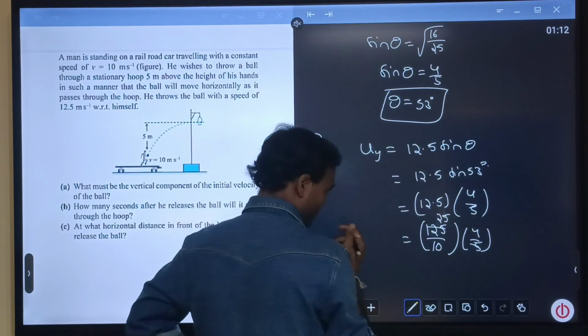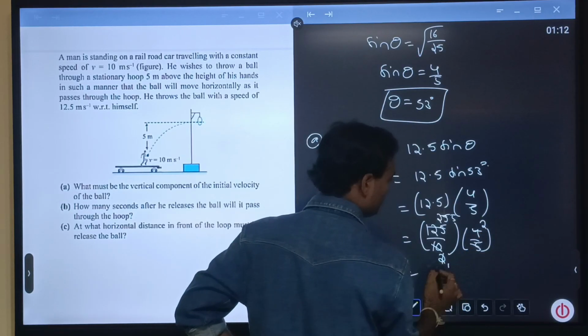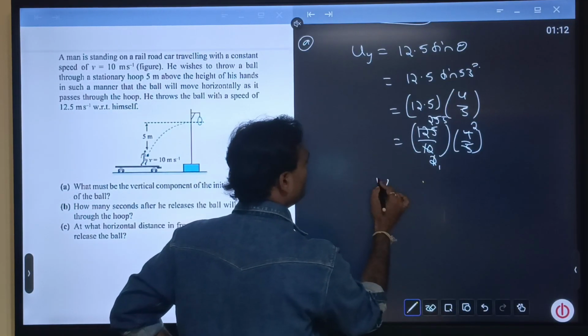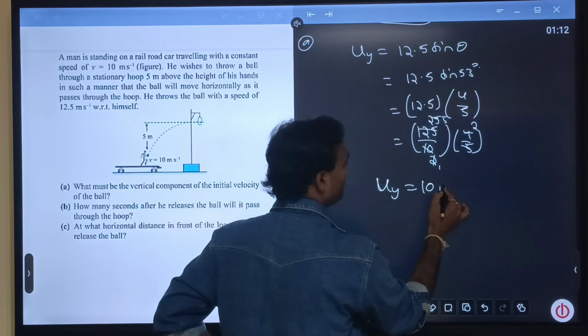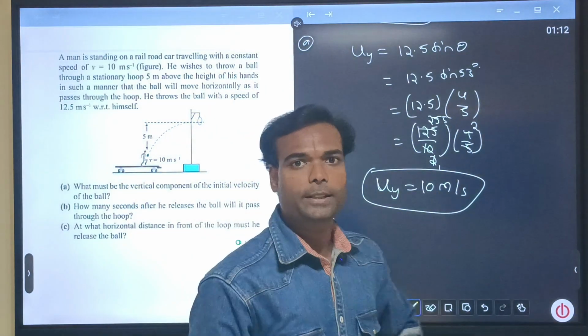which is equals to uy is equals to 10 meter per second. First bit has been completed.